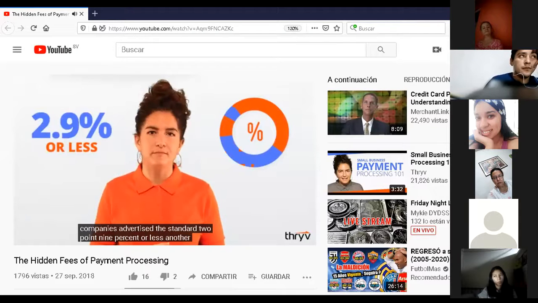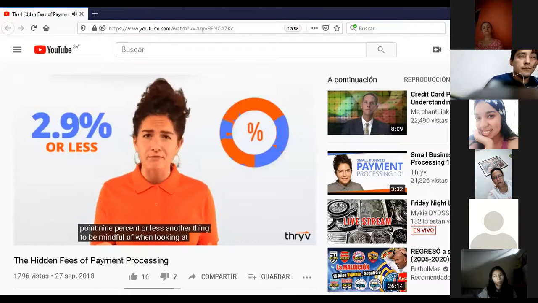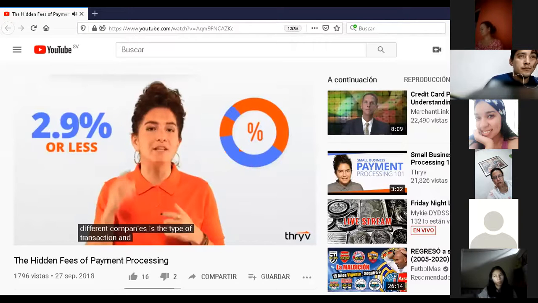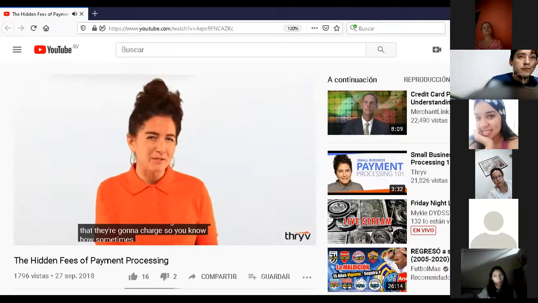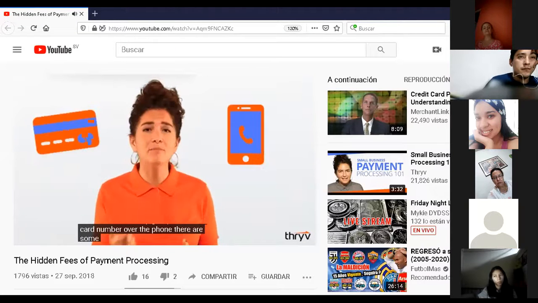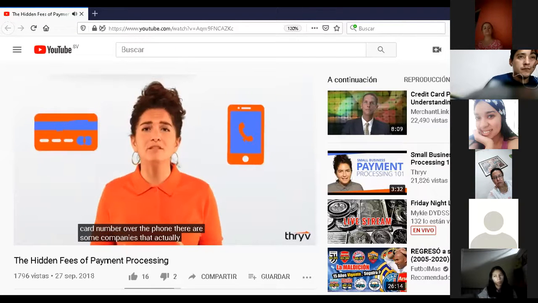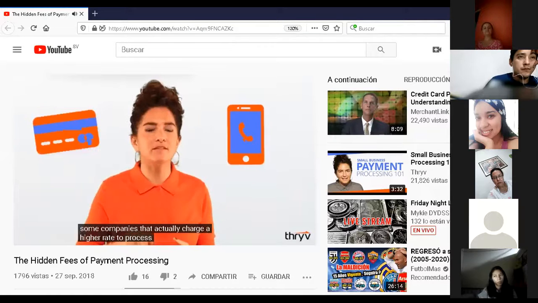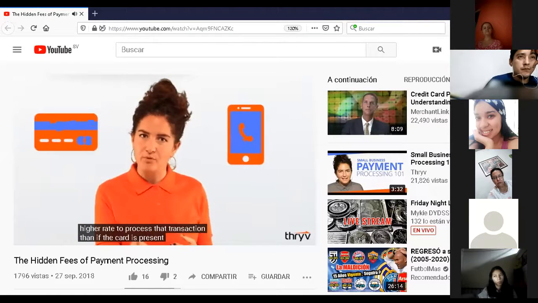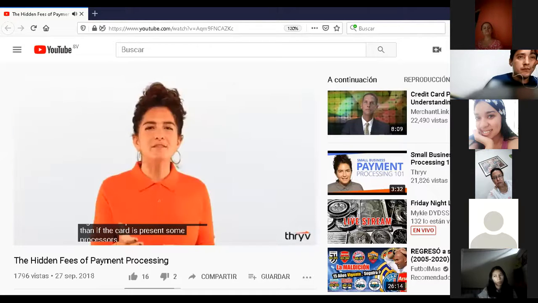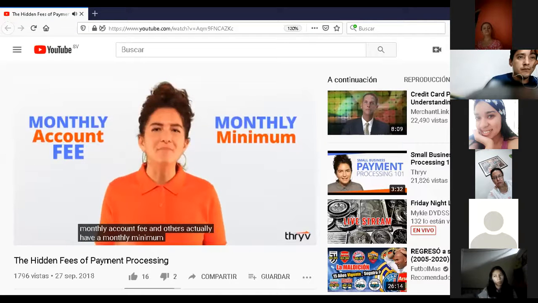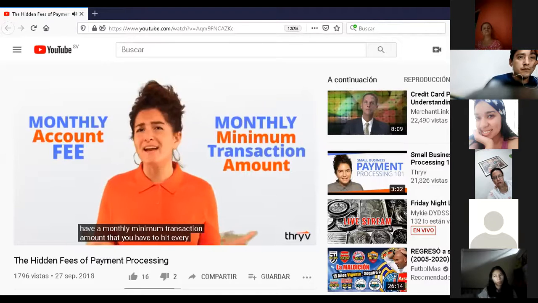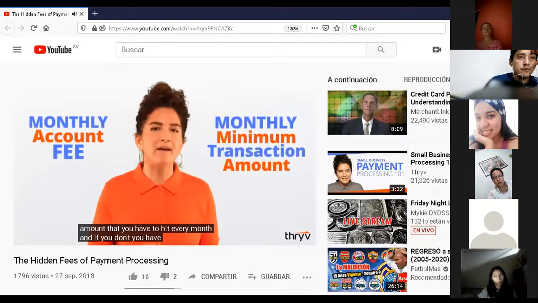Another thing to be mindful of when looking at different companies is the type of transaction and if that changes the rate that they're going to charge you. So, you know how sometimes you give your credit card number over the phone? There are some companies that actually charge a higher rate to process that transaction than if the card is present. Some processors out there actually charge a monthly account fee. And others actually have a monthly minimum transaction amount that you have to hit every month. And if you don't, you have to make up the balance.